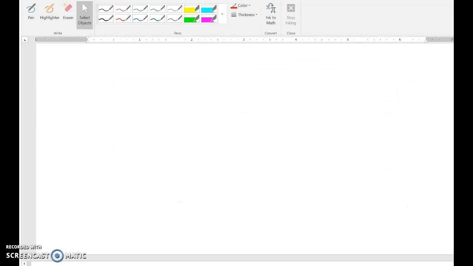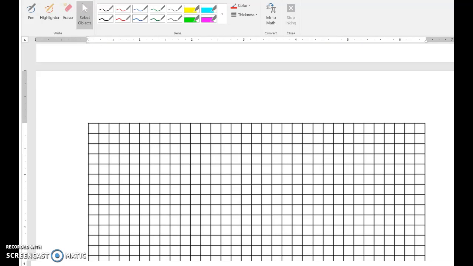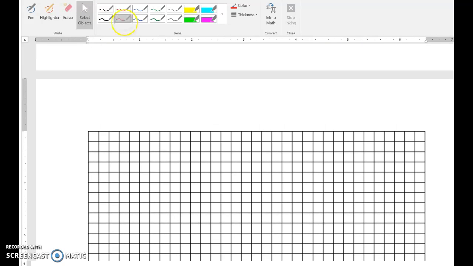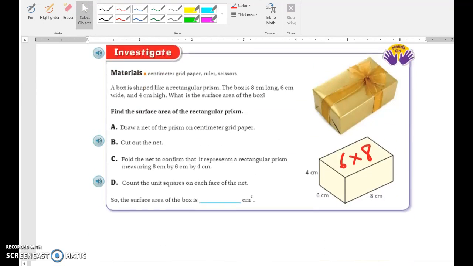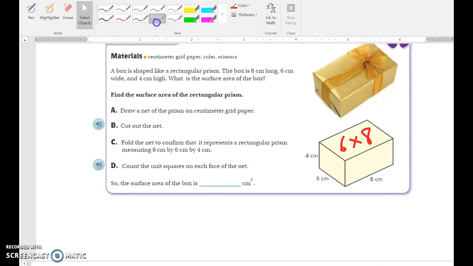I'm just going to go six boxes down, 1, 2, 3, 4, 5, 6, and 8 boxes out. Count those, 1, 2, 3, 4, 5, 6, 7, 8. So that's 6 by 8. Now let's take a look at the top and the bottom. This face over here is 4 by 6, and it is physically attached to the 6 by 8.